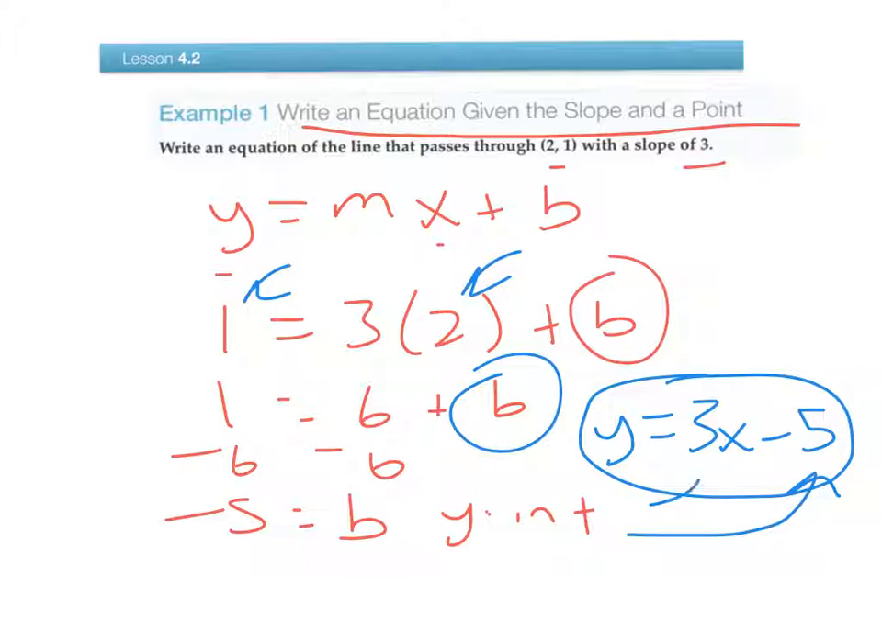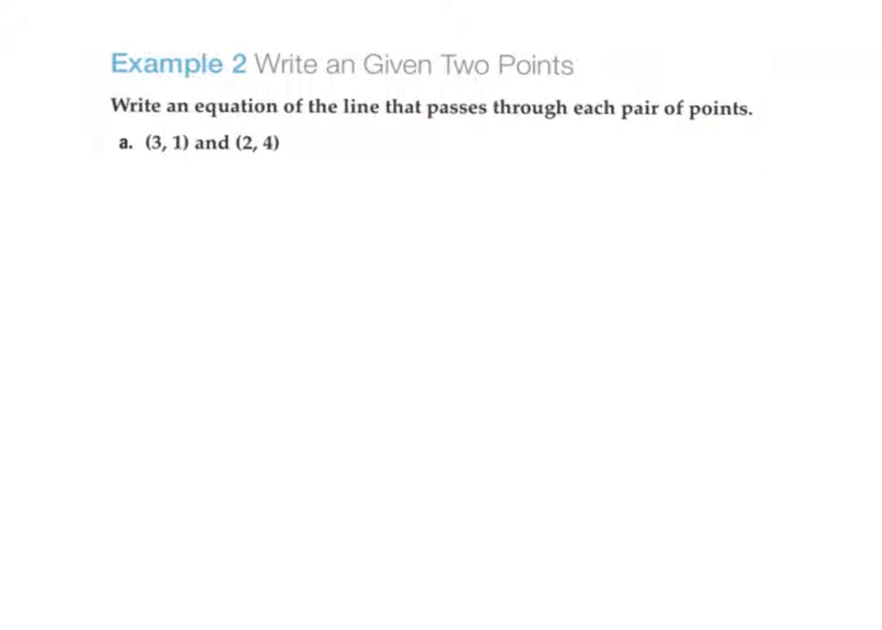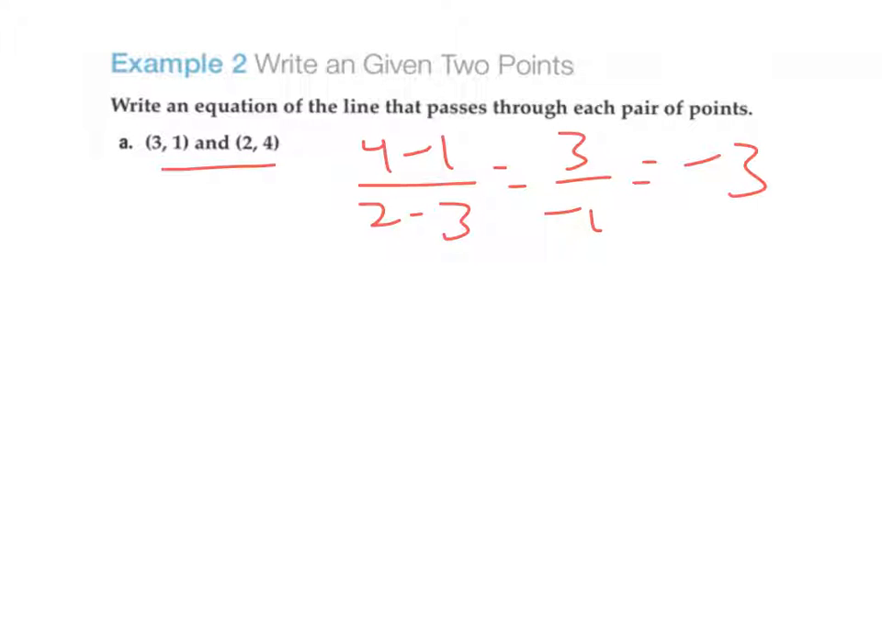for those two parts. In this case, they give us 2 points, so we can find the slope by taking our 4 minus 1 and our 2 minus 3, which gives us 3 over negative 1, so we have a negative 3 as our slope equals m. And I'm just going to pick one of the points, so I'll just pick the first point.